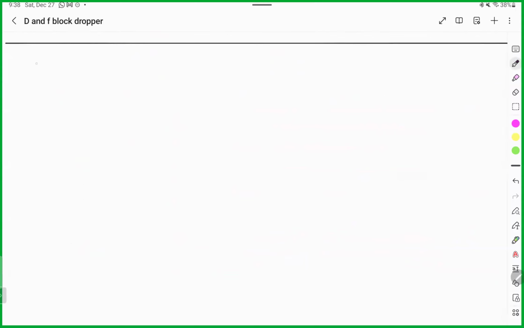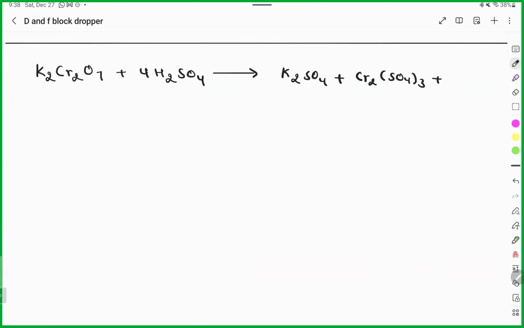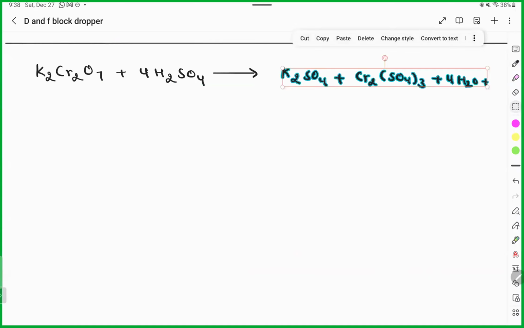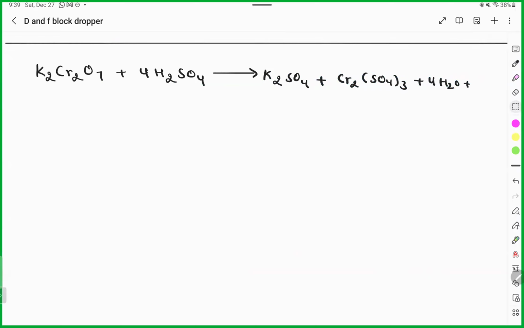Same situation. This reaction is common when K2Cr2O7 reacts with 4H2SO4, then it will form K2SO4 plus Cr2(SO4)3 plus 4H2O plus 3 nascent oxygen. We have very little space. Plus 3 nascent oxygen. Correct? So this is the universal reaction in any of the K2Cr2O7.